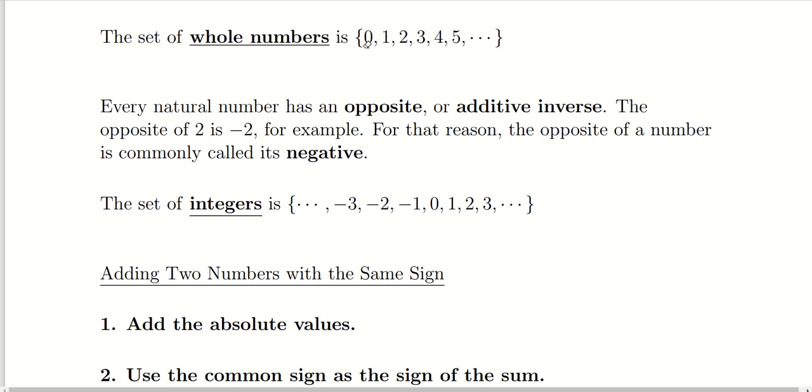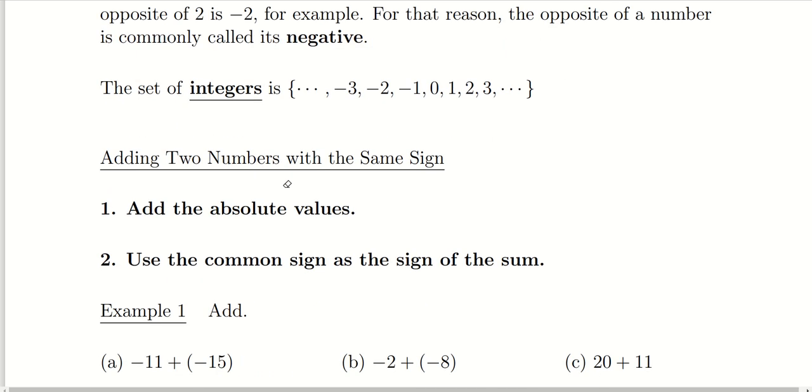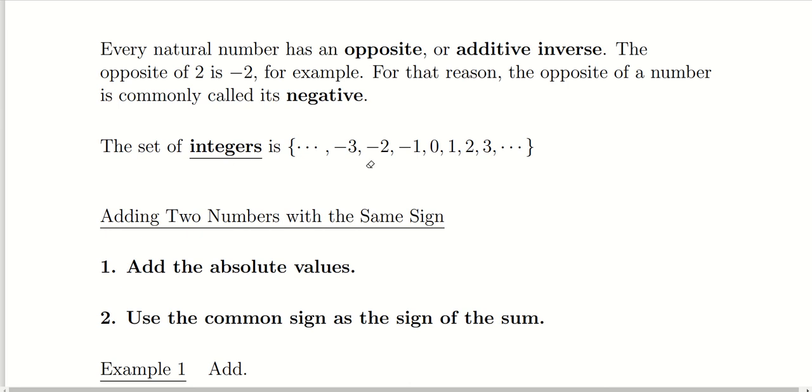If we consider negative numbers or the opposite of each of these, and we add them to the set, then we get a set called the integers. So the integers is the set of whole numbers as well as their negatives. So the integers include 0, 1, 2, 3, etc. But they also include -1, -2, -3, etc. The set of integers is a set we're going to use a lot in this class.